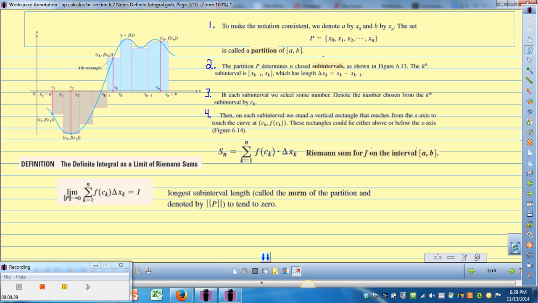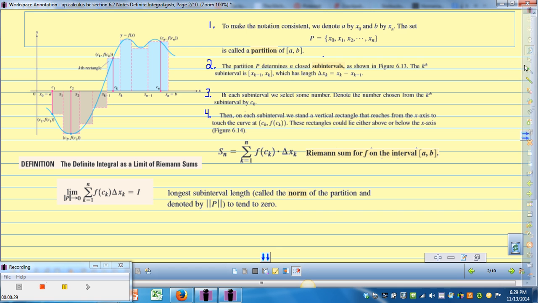And then within each subinterval, we choose some x value, which we'll call c sub k, for whatever subinterval we're talking about. So here you see c sub 1, because that is the x value we chose in interval 1. Here is c sub 2, because that is the x value we chose in the second subinterval, and so on.